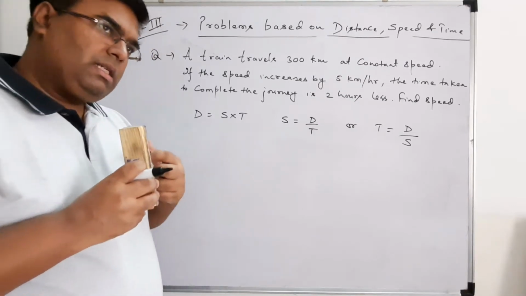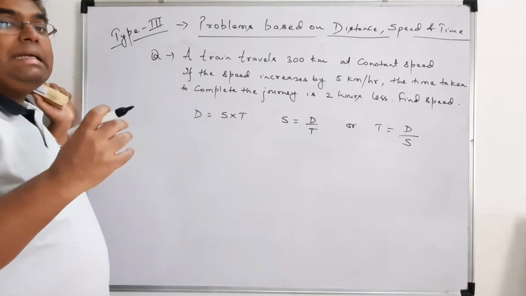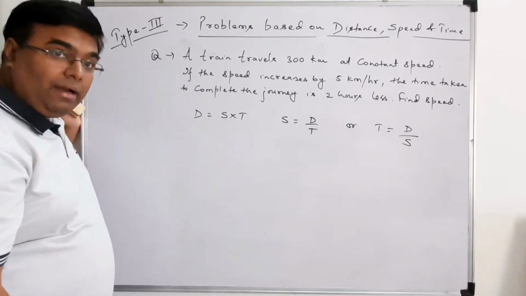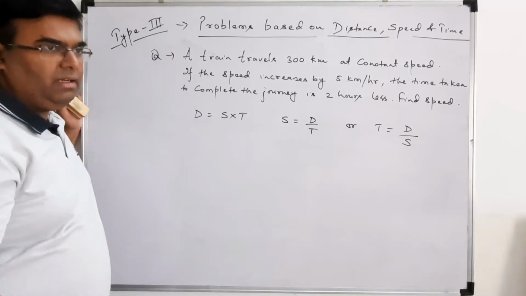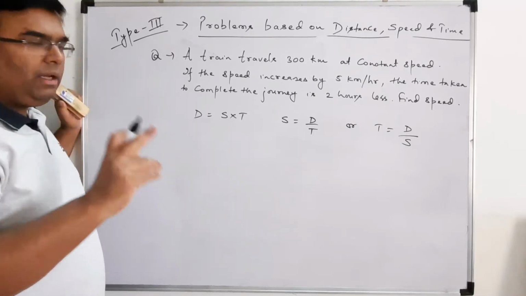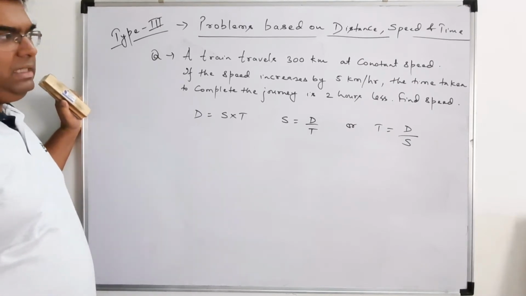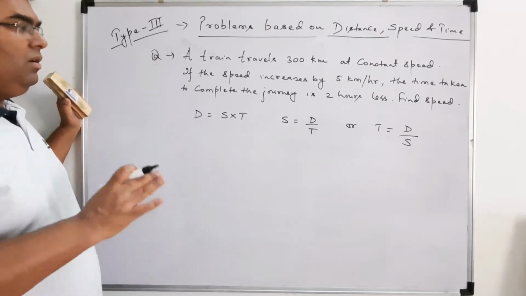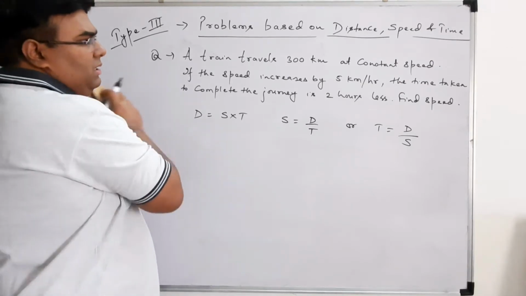Now we need to understand one thing, that you can add distance, you can add time also, but you cannot add speed. Just remember this thing, that you cannot add speed. Here we don't need to do that thing, but still you cannot add speed, you can add only distance and time. So let us solve this problem.